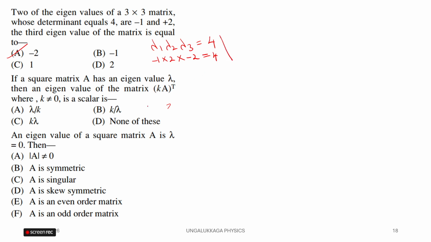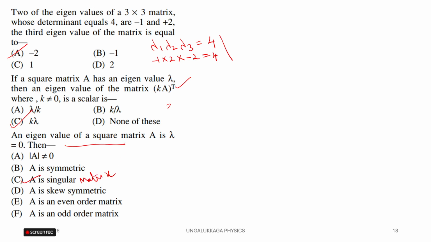Okay, then if a square matrix A has an eigenvalue lambda, then the eigenvalue of the matrix kA^T, where T is the transpose, and k is not equal to 0 and a scalar, is nothing but k lambda. And if an eigenvalue of a square matrix A is lambda equal to 0, then A is a singular matrix.